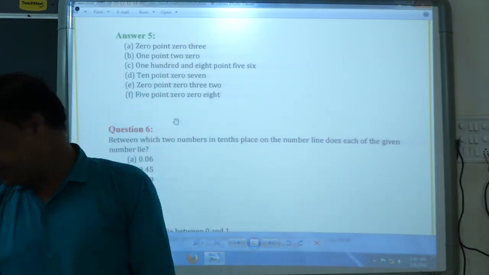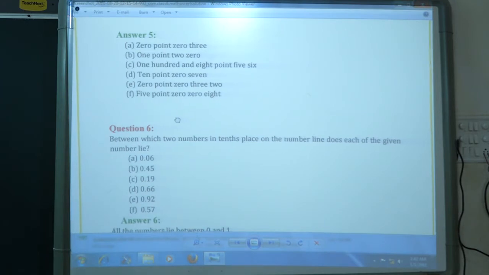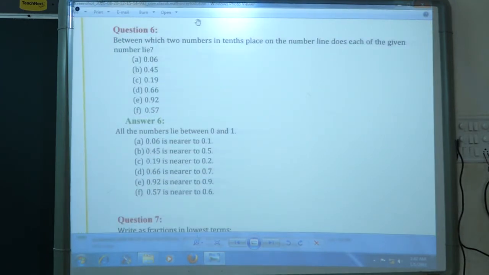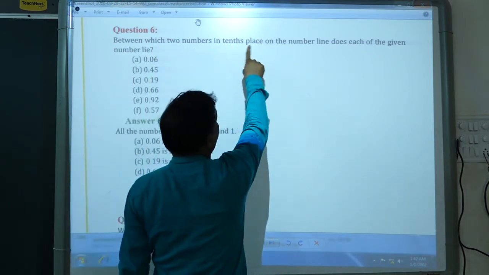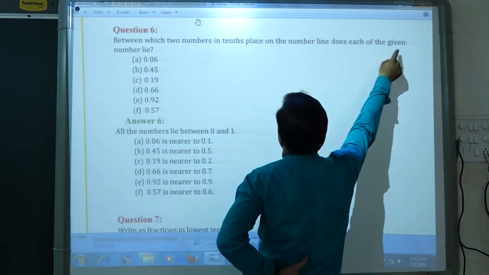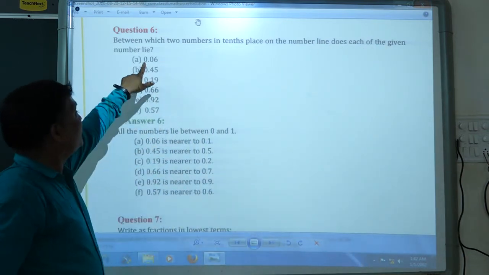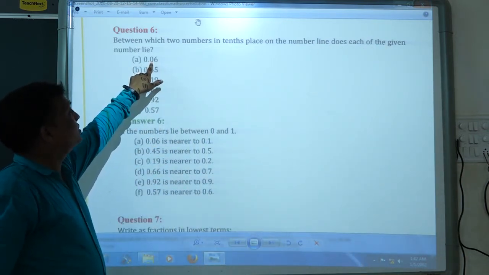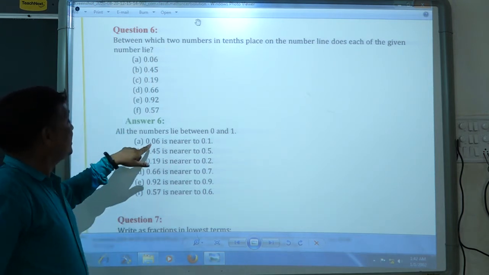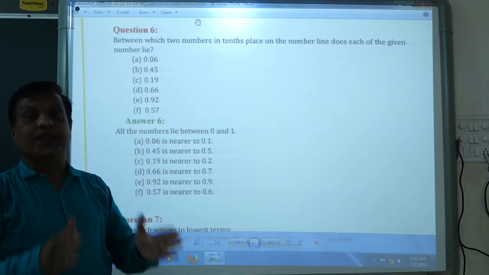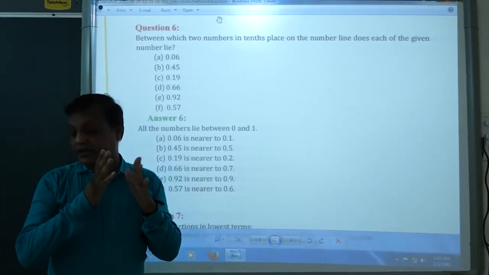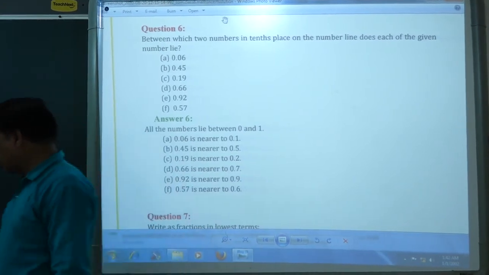Question number 6. Between which two numbers on the number line does each of the following given numbers lie? So here is 0.06. 0.06 means it lies nearest to 0.1. If you see the number line, please come to the board. So I will show it on the board here.